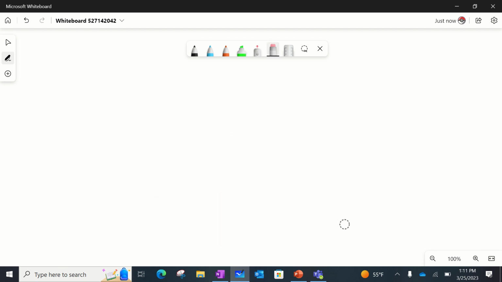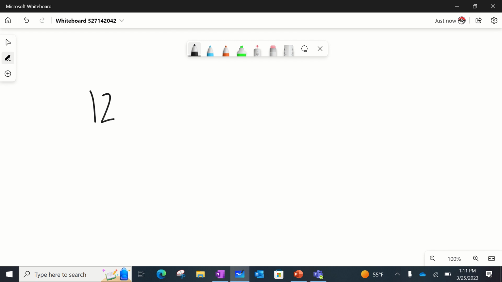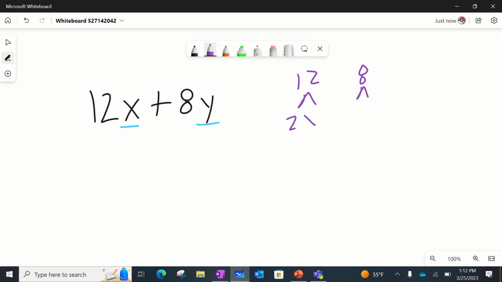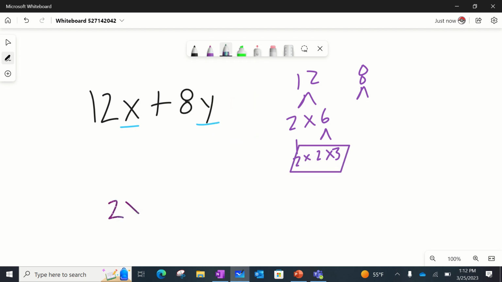And with our last example, this one's a little trickier because we're factoring. Notice it says factor. 12x plus 8y. These numbers and variables are going to come into play, but we're going to ignore the variables for now. We are going to prime factorize 12 and 8. 12 is 2 times 6. 6 is 2 times 3. Bring down the other 2. So we have a prime factorization of 2 times 2 times 3.